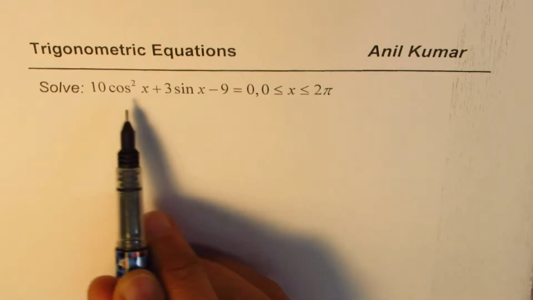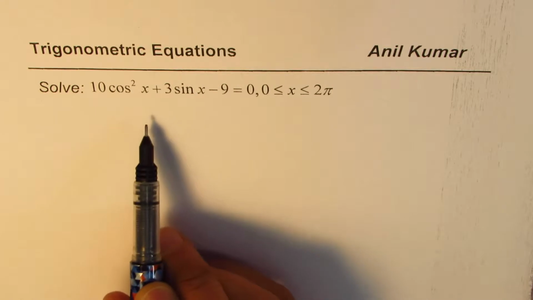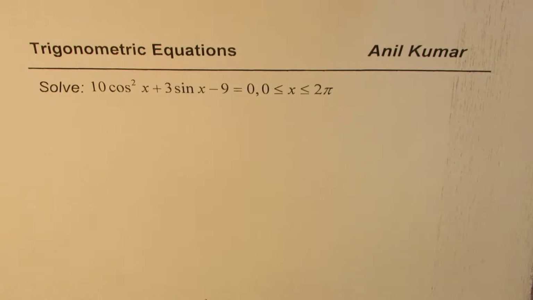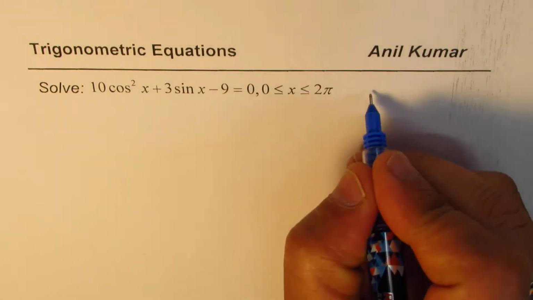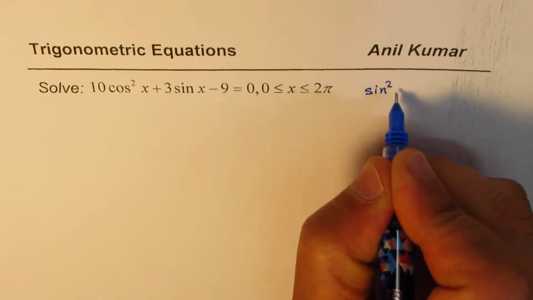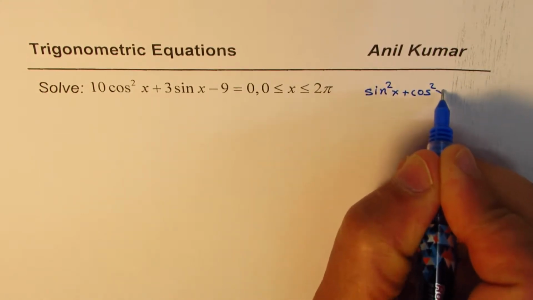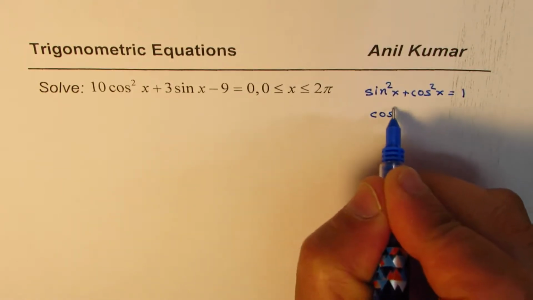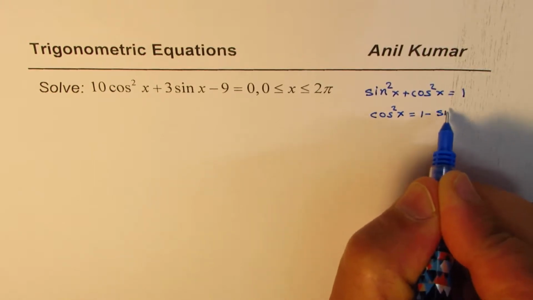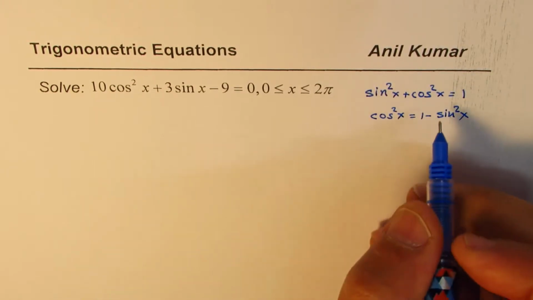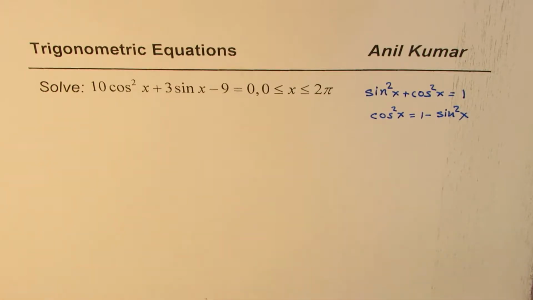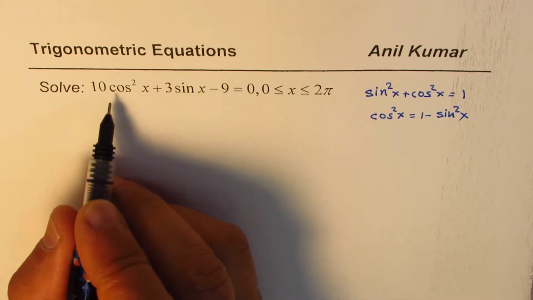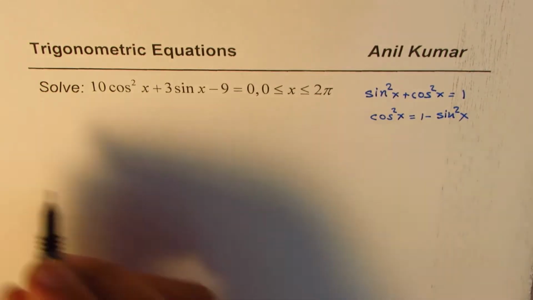Since this equation involves sine and cosine both, we need to convert them into just one of them. We know that sine square x plus cos square x is equal to 1. So we could write cos square x in terms of sine. So cos square x will be equal to 1 minus sine square x. Now that helps to write cos in terms of sine. Thereby we'll get a quadratic equation only in sine, right? So we'll replace cos square x by 1 minus sine square x.